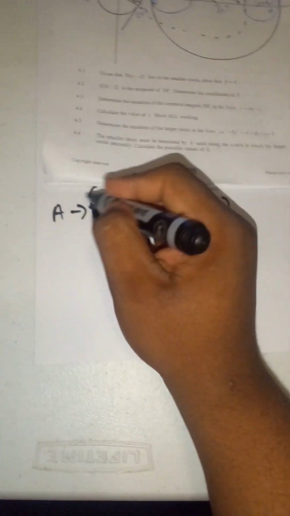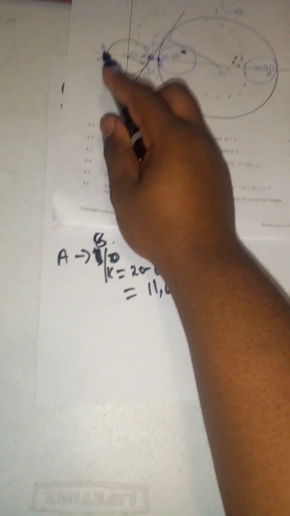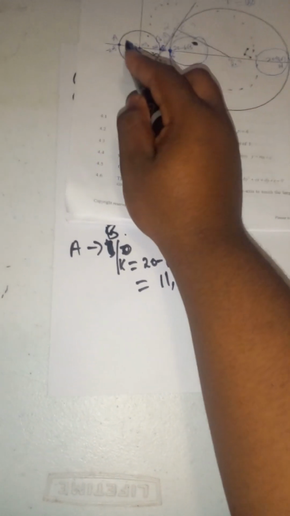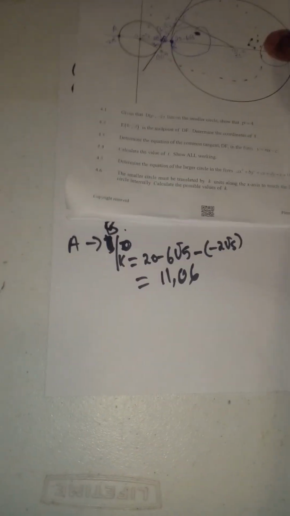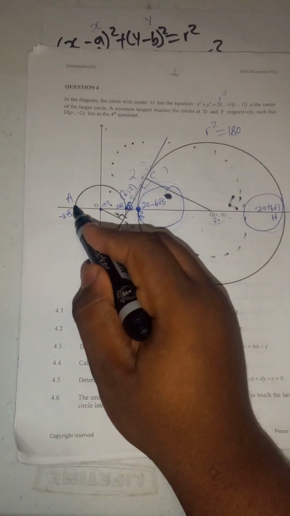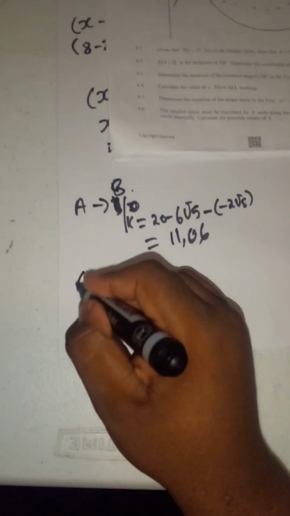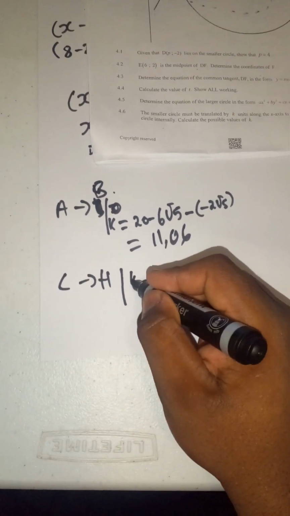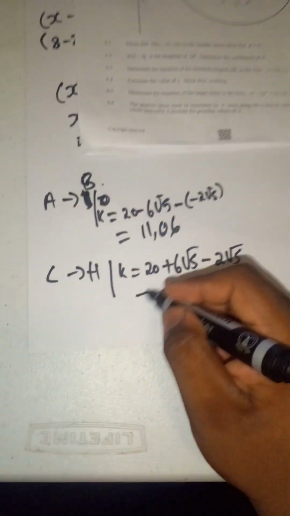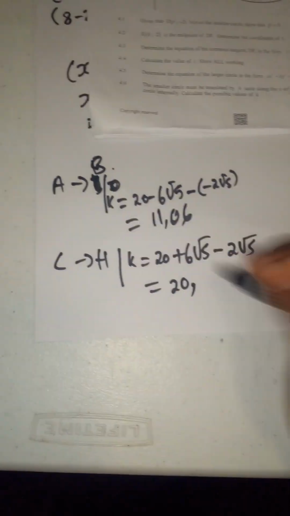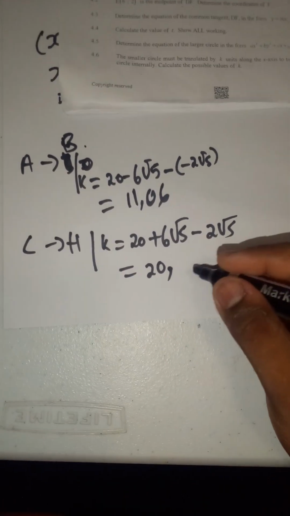So now let's go again. Oh, it is B, sorry, it is B, because it is A here up to this B. I need to consider this one and this one. We started off with A, from A to B. Now we're going to take C to H there. So it is equal to 20 plus 6 root 5 minus 2 root 5, so it is equal to 20.94.